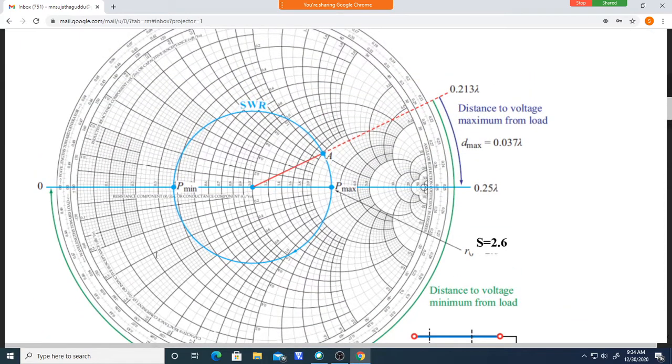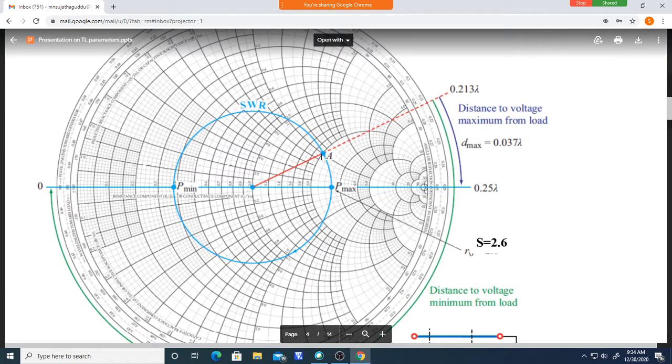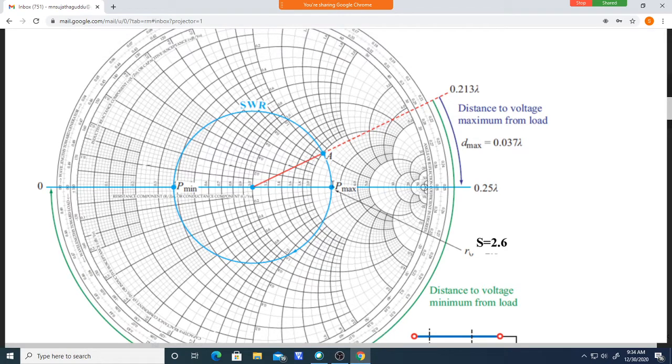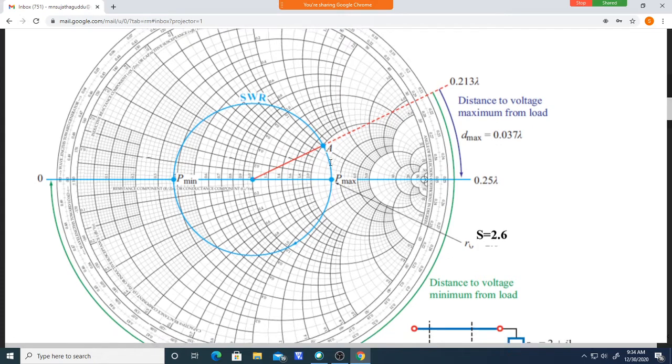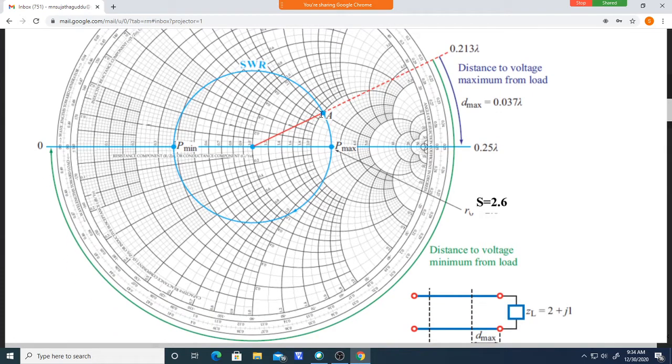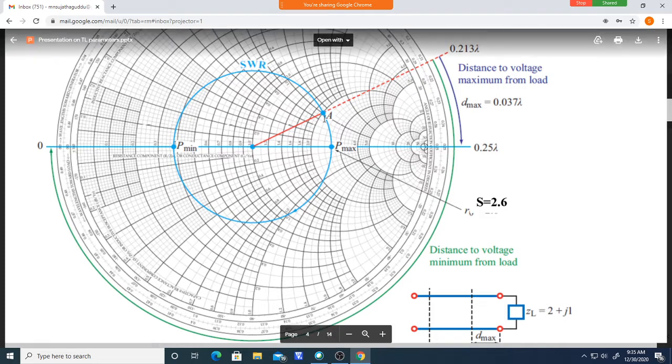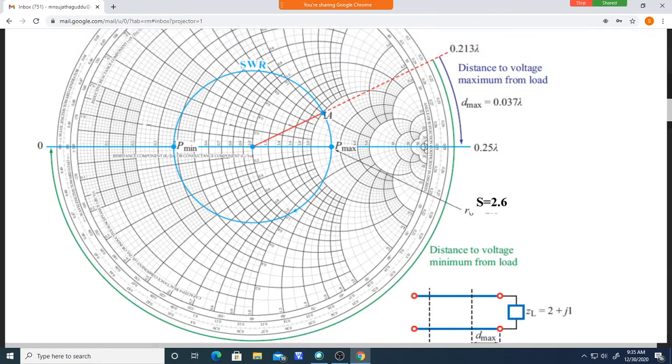See here, from here. We marked a load here, and this is a VSWR circle like this. Moving on the VSWR circle is nothing but moving on a transmission line towards the generator in the clockwise direction. From the load point, moving on the VSWR circle in the clockwise direction.